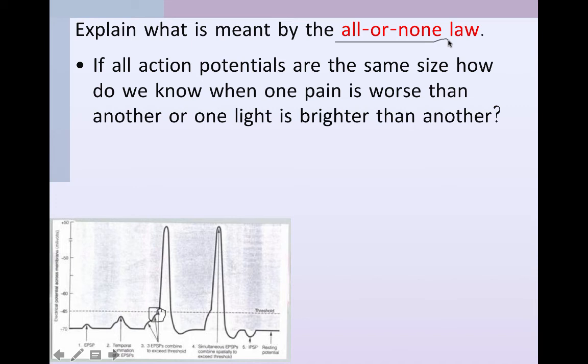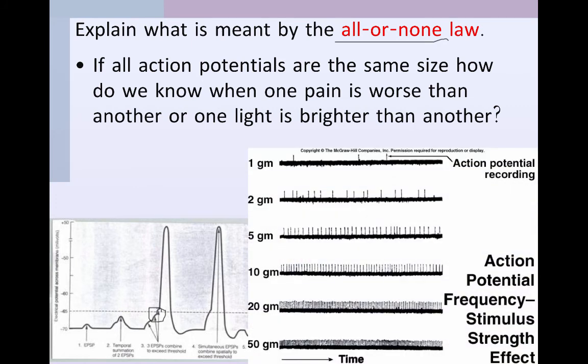And so a question then becomes, if all the action potentials are the same size, how is it that we know that one pain is worse than another pain, or one light is brighter than another? And again, I'm sure that a number of you have already said, well, the strength of the stimulus is coded in how many action potentials we get, or the frequency. And so here we can see an example of that.